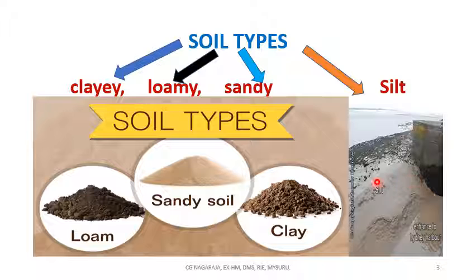Silt is the soil that is drifted away by the water, especially river water, and that will be dumped or sedimented in a place, and that becomes silt. Silt is very rich in humus.